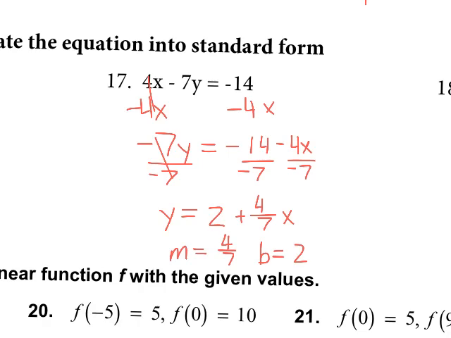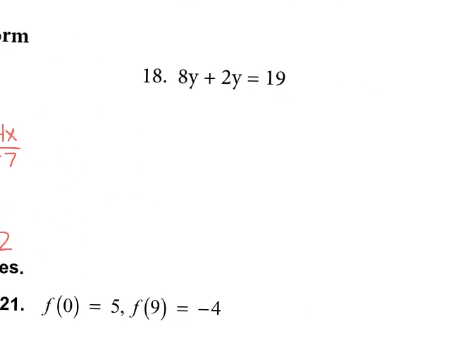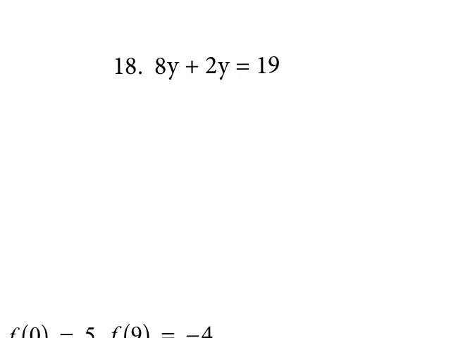18 is a little bit of a weird one. What is 18 missing? An x, right? 18 is missing an x. Okay, so getting y by itself is a little simpler, but a little bit different. In 18, I have like terms of 8y and 2y on the same side, so I'm going to combine those first.